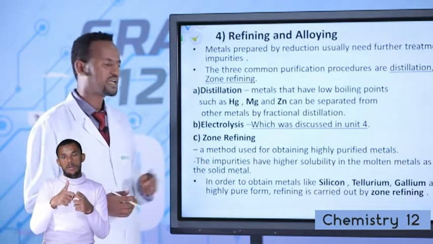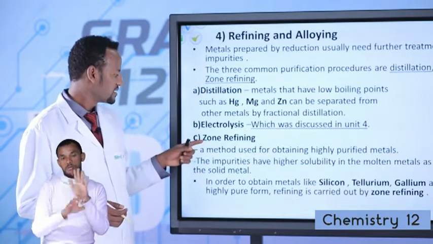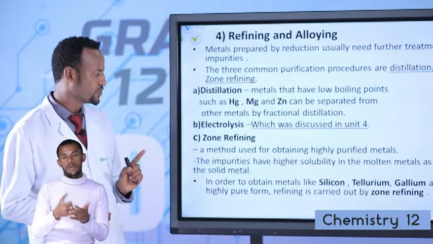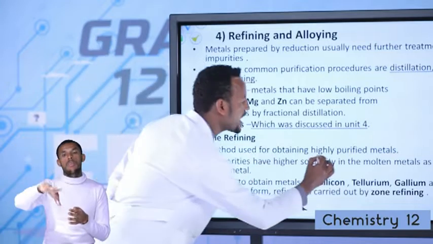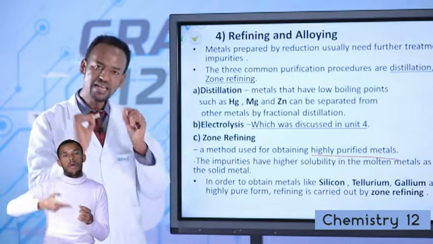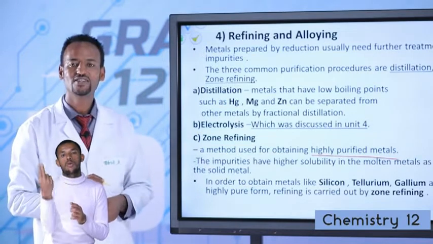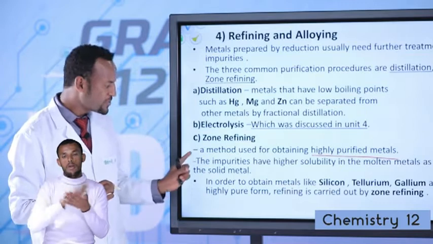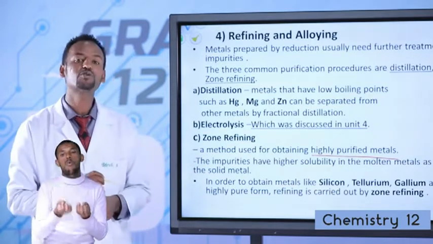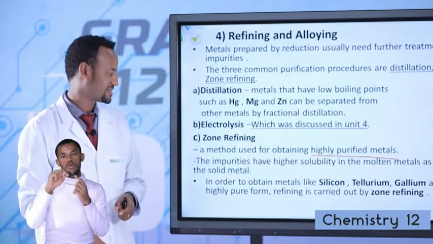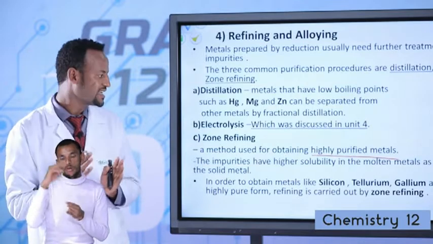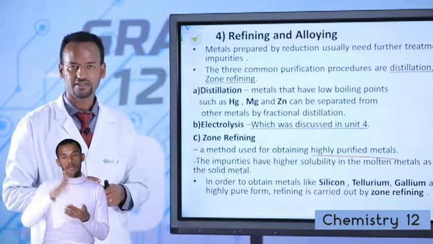Students, you know what I mean by electrolysis, already discussed in chapter 4. The last one is zone refining, a method used for obtaining highly purified metals. To get highly purified metals, we use zone refining. The impurities have higher solubility in the molten state as compared to the solid state. Therefore, zone refining is a method used for obtaining highly purified metals.